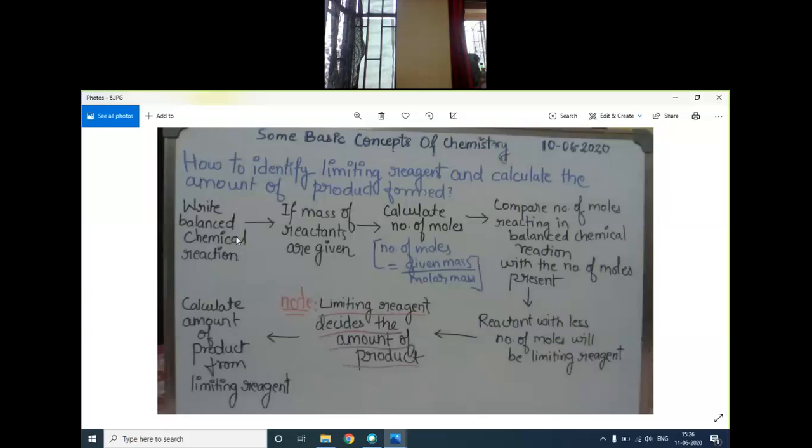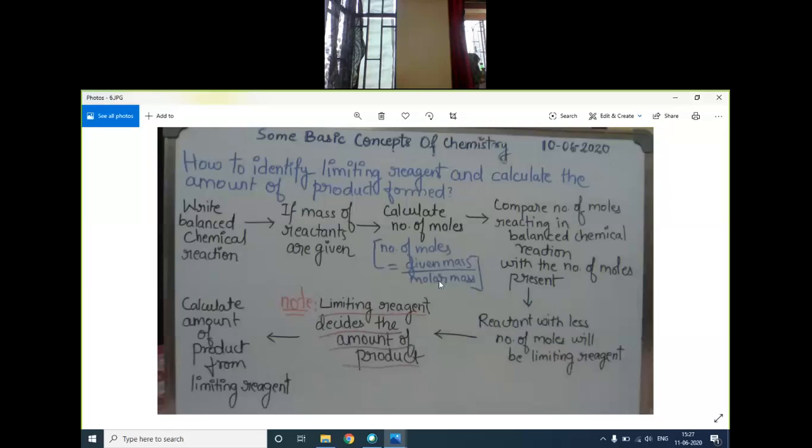First of all, as it is a chemical reaction, we have to write the balanced chemical reaction. Then if the mass of reactants is given, that will be the given mass. And we already know how to calculate molar mass. So then we will calculate the number of moles using the given mass in the question and the molar mass that we already know.